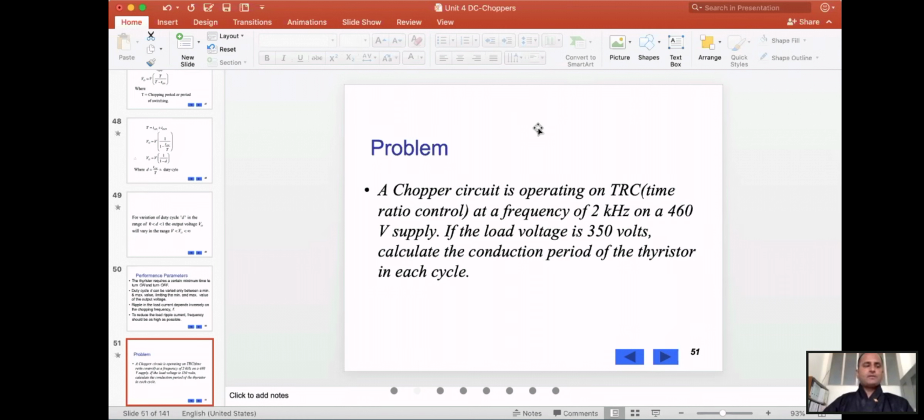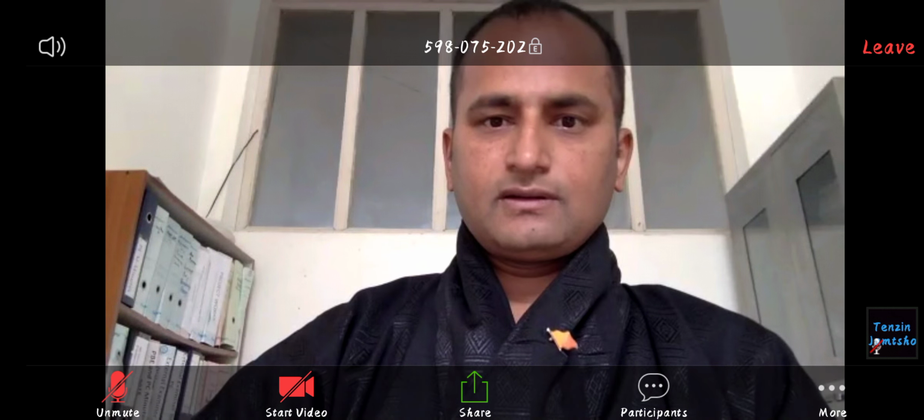Then you can find out the chopping period, T equals 1 by F, which is 0.5 millisecond.